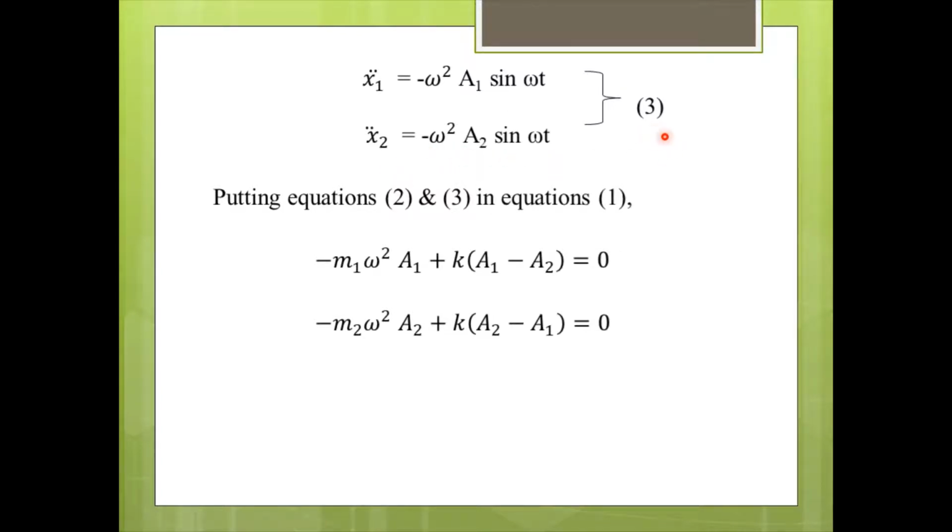Now putting equation sets 3 and 2 into equation set 1, we can find that the two equations will take some form like this. Now there arises a question: where has this sin omega t gone? The answer is, in this type of problem, whenever we put the acceleration and displacement in the initial parent equation of motion, we consider the maximum value of sin omega t, which is 1, and hence we directly write minus omega square a1 and minus omega square a2 in place of the accelerations in the equations of motion.